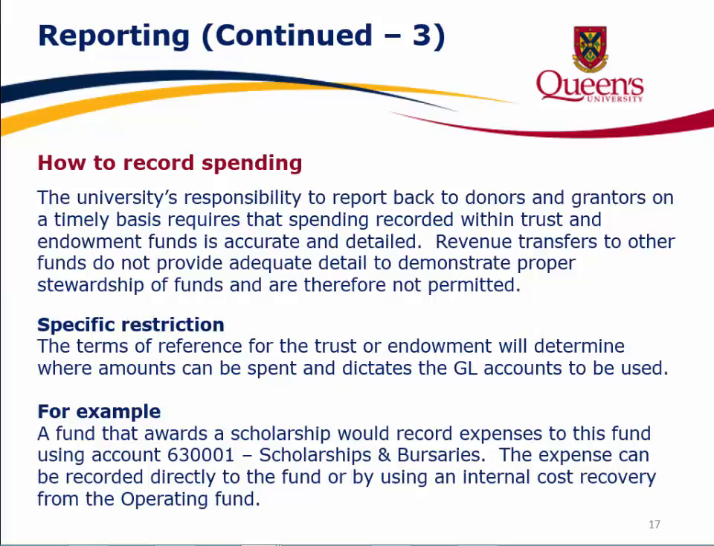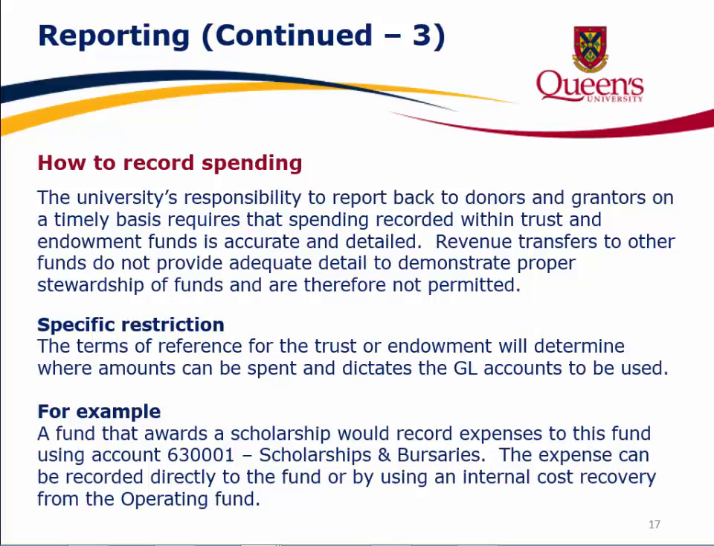How to record spending. The university's responsibility to report back to donors and grantors on a timely basis requires that spending recorded within trust and endowment funds is accurate and detailed. Revenue transfers to other funds do not provide adequate detail to demonstrate proper stewardship of funds and are therefore not permitted.